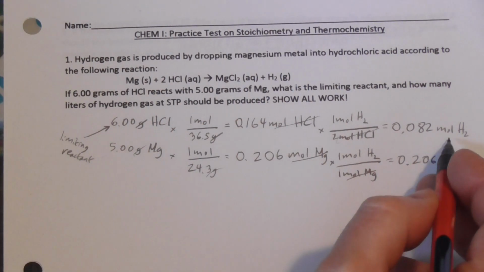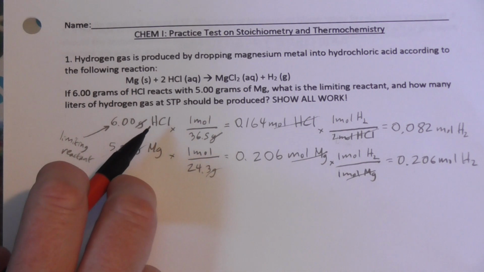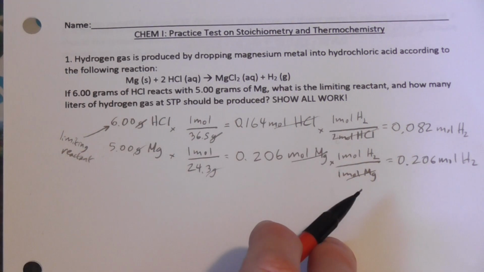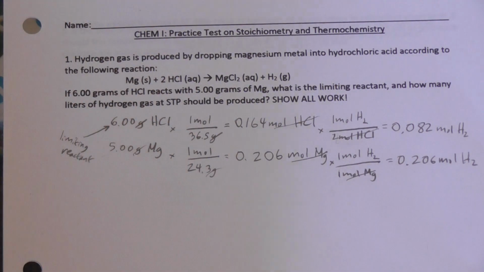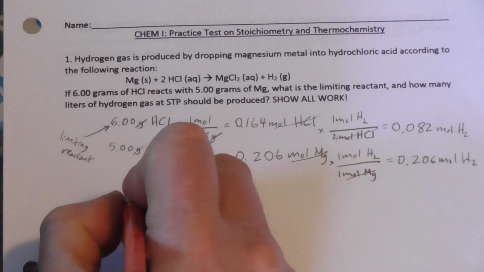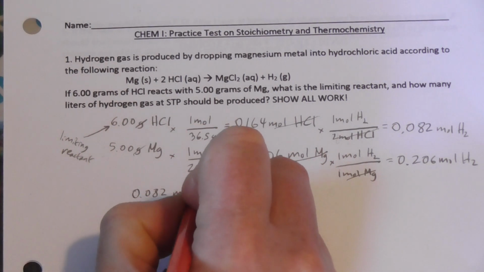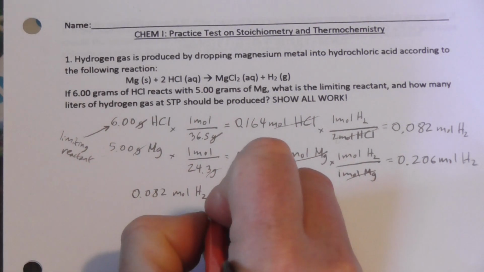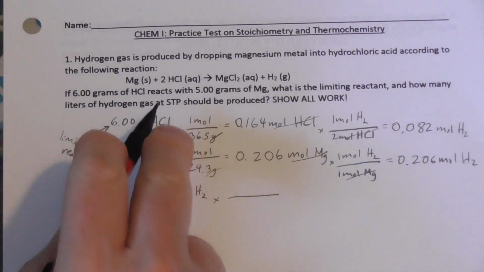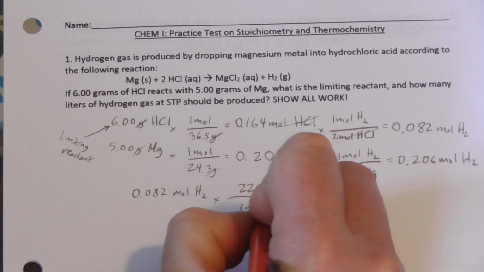So what do I do now? I have my moles of hydrogen. If you remember the steps for stoichiometry, it was balanced equation, units to moles, my mole ratio, then I get a certain mole value. In this case, I'm looking at a product, and then I go moles to units. So, in this particular case, it's asking for liters of hydrogen gas. 0.082 moles of hydrogen. I want to convert this. It's a gas at STP. All gases at STP are 22.4 liters over 1 mole.